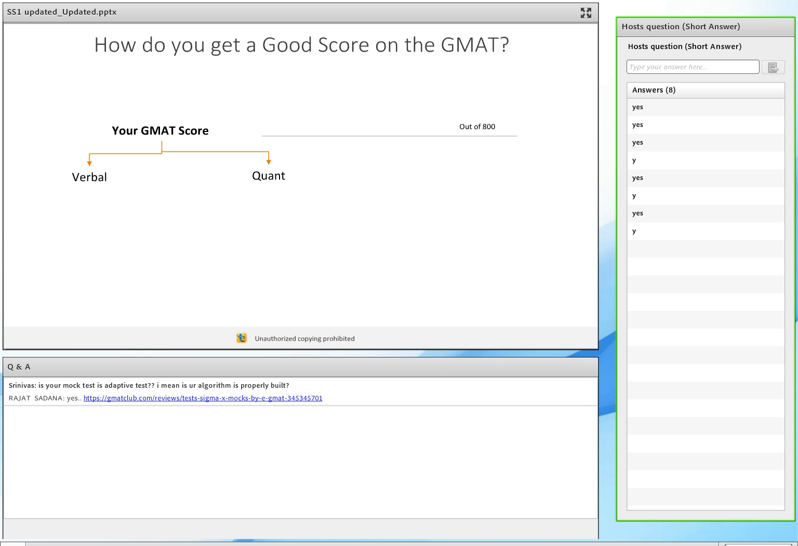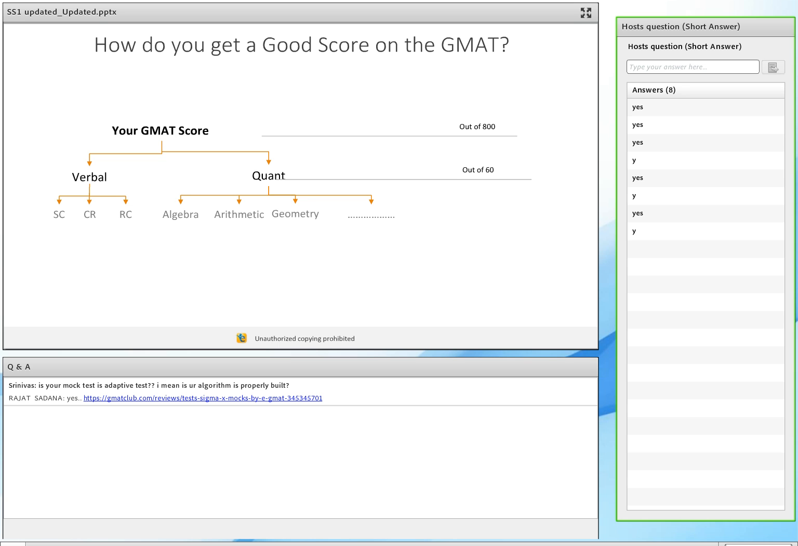GMAT's a very logical test where your overall score is divided into your quant and verbal scores. Both verbal and quant have an equal say in your end score. Then your verbal score is composed of 3 different subcomponents: you have an SC, CR and RC subcomponent. The quant side, you have 5 different subcomponents overall.